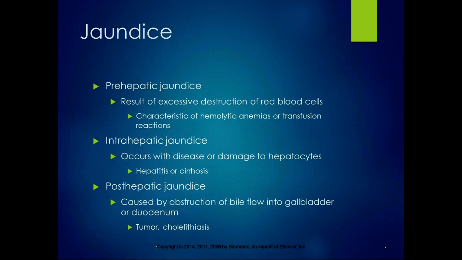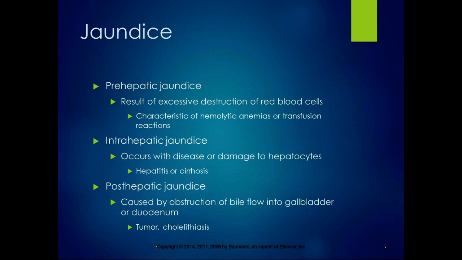Intrahepatic jaundice occurs with disease or damage to hepatocytes, which are those liver cells, like hepatitis or cirrhosis. Posthepatic jaundice is caused by obstruction of the bile flow into the gallbladder or duodenum, either caused by tumor or cholelithiasis, the gallstones. So if you had gallstones and you ended up jaundiced, it's posthepatic jaundice. If you have hepatitis or cirrhosis and you ended up with jaundice, it's intrahepatic jaundice. If you have jaundice because of hemolytic anemias, it's prehepatic jaundice.